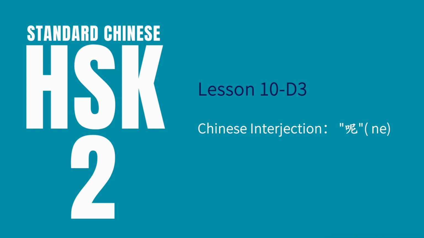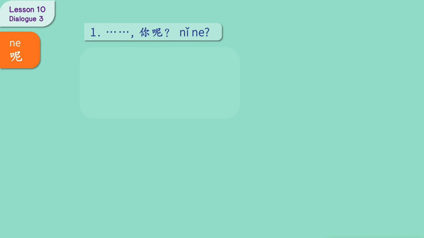In today's video, we are going to talk about dialogue 3 of lesson 10, HSK2. We need to figure out one of the characters in Chinese, 呢. You might already have learned 呢 when we were sharing each other's names. 我是 Nicole. 你呢? 你呢? This 呢 has a meaning of, how about you?